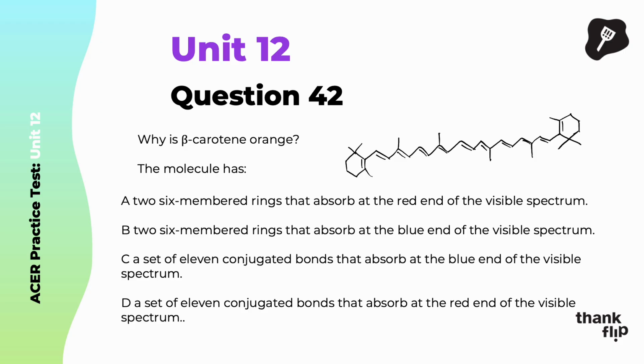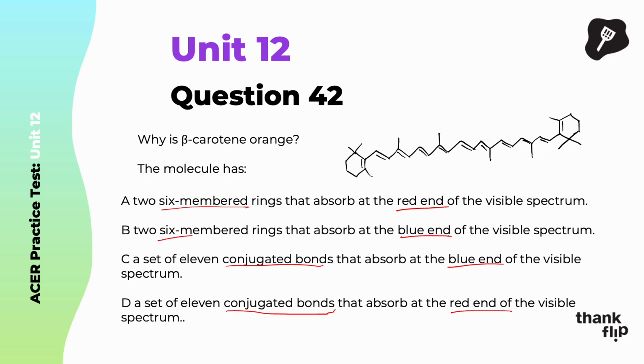This molecule has two 6-membered rings that absorb at the red end of the visible spectrum, or it has two 6-membered rings that absorb at the blue end of the spectrum. So these two options differ in this sense. Then we have two other options that are similar: a set of 11 conjugated bonds that absorb at the blue end of the visible spectrum, and a set of 11 conjugated bonds that absorb at the red end of the visible spectrum.